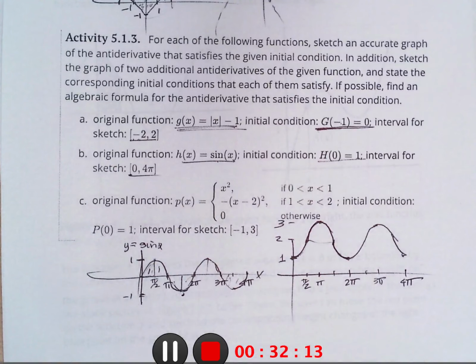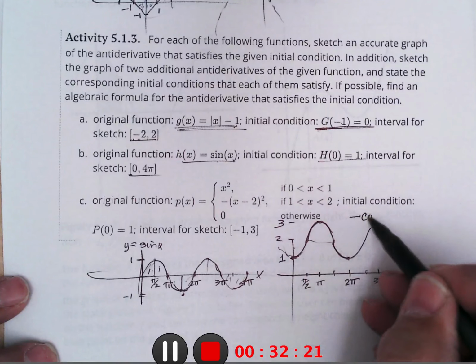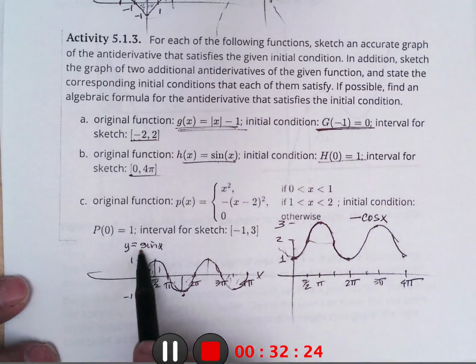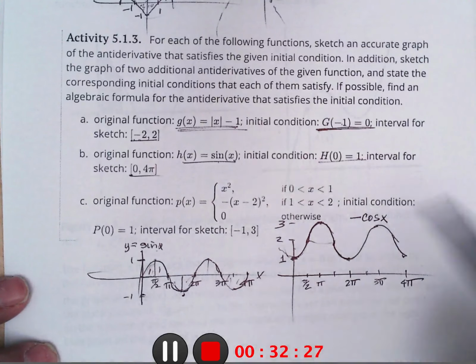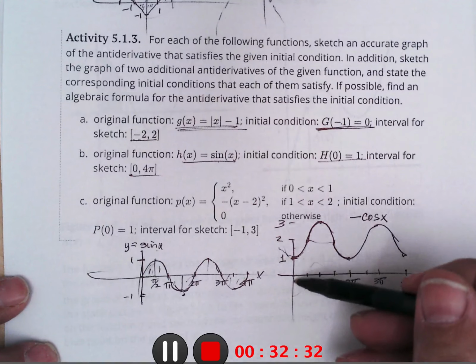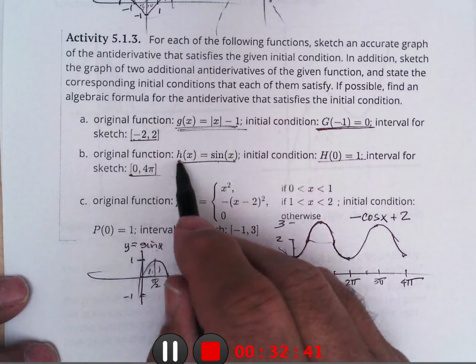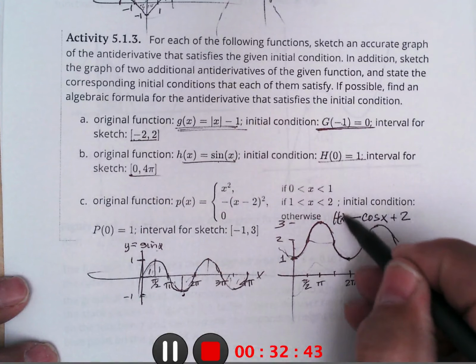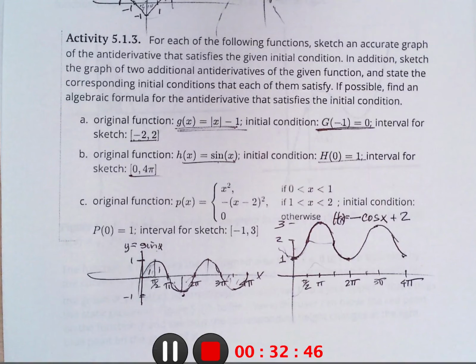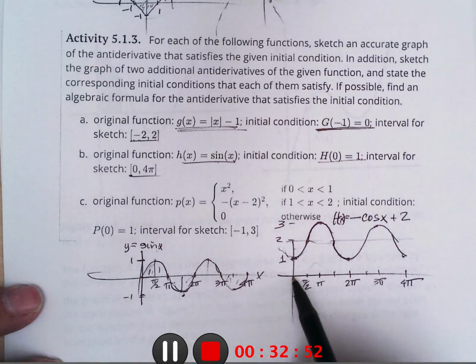And you should recognize this as an upside down cosine curve, which is the antiderivative of sine. But this cosine curve is not down here. It's moved up from here up 1, 2. And that's what h of x equals: negative cosine x plus 2. You can also see that the center line is at 2, where the normal center line is at 0. So it's been moved up 2.